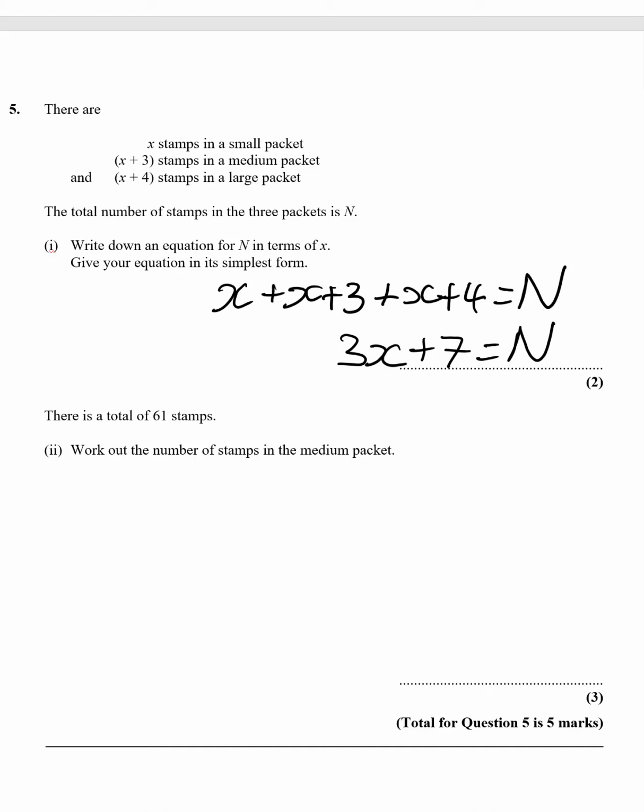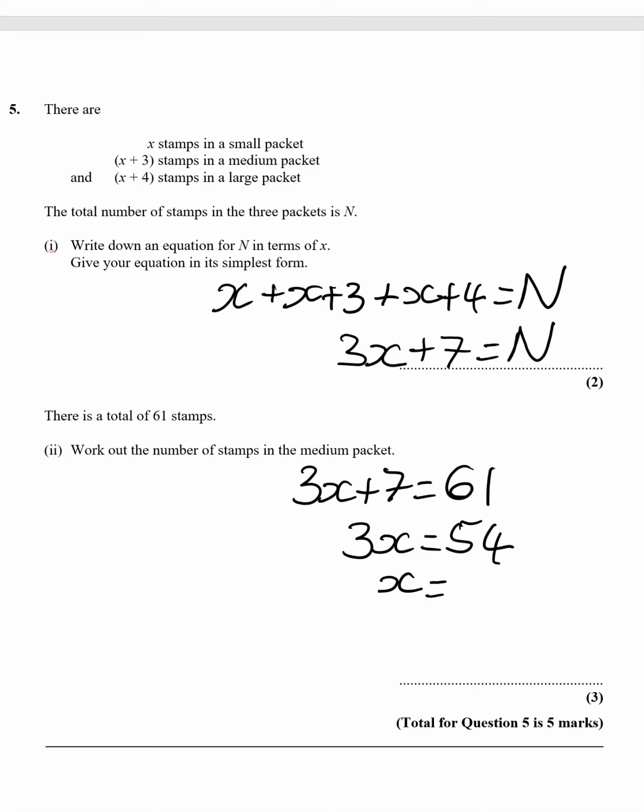Work out the number of stamps in the medium packet. Well, let's solve this, because if we can work out what x is, we can work out how many in the medium packet. So we can change the n to 61. So let's take away our 7, so that's 54. 54 divided by 3 is 18. And now we know 18, our medium packet is 18 plus 3, which is 21, because x was 18.